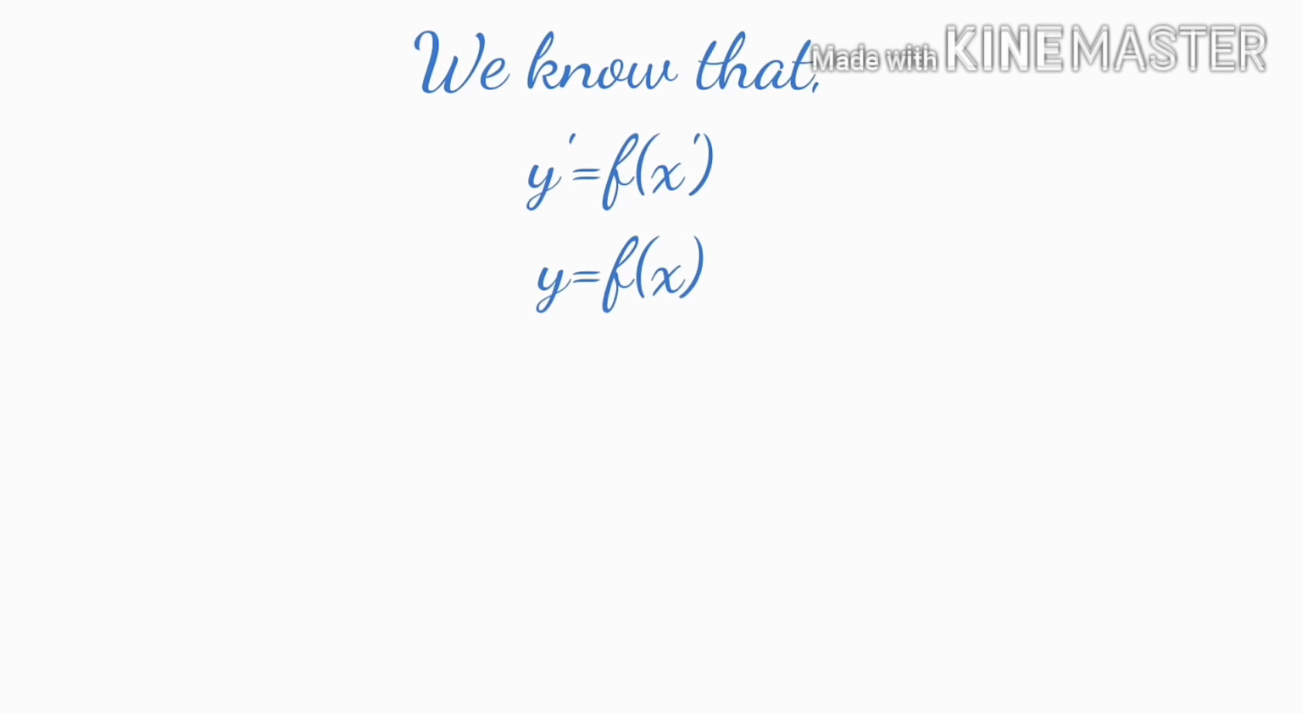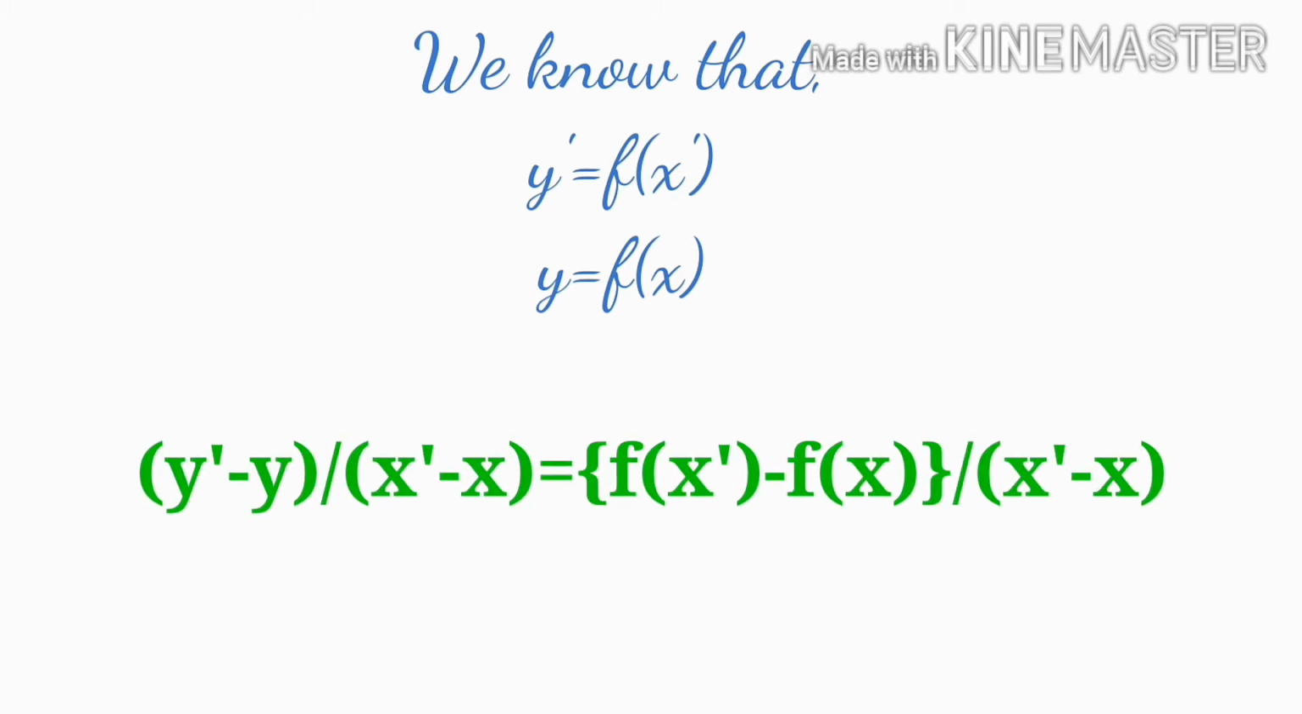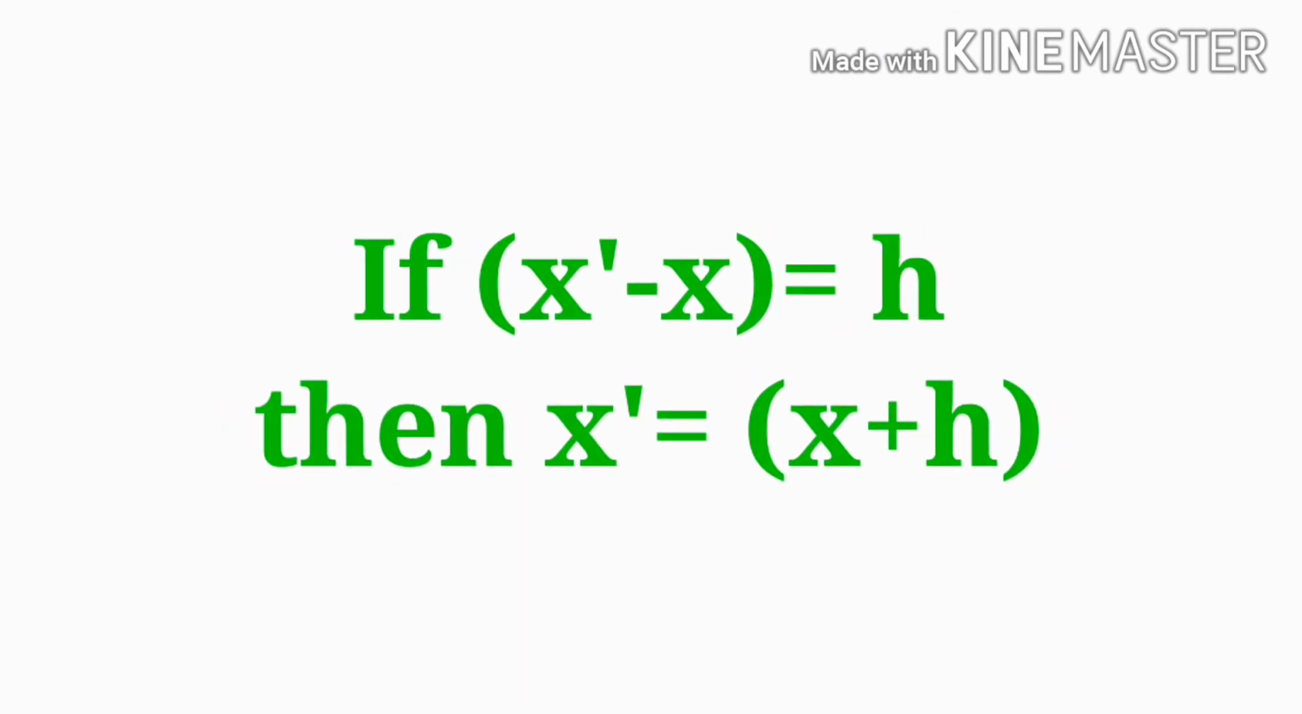We know that y dashed equal to function of x dashed and y equal to function of x. Then the formula y dashed minus y whole by x dashed minus x can also be written as function of x dashed minus function of x whole by x dashed minus x. Now let us consider that x dashed minus x is equal to h. Then x dashed is equal to x plus h. We need to do this to eliminate x dashed, because it is much more comfortable for us to work with one variable in one equation.